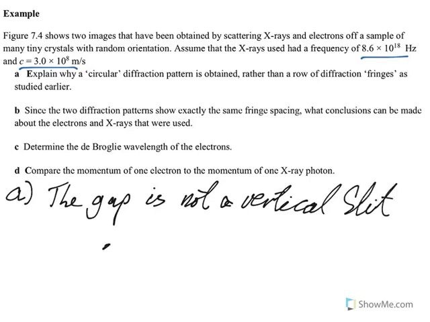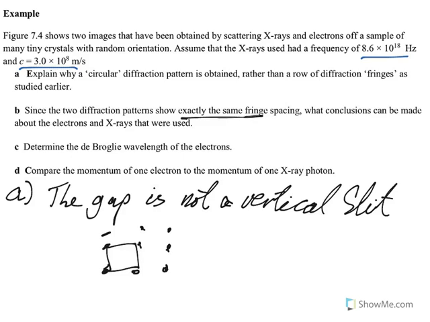Okay, so it's a gap between atoms in a crystal structure, and the atoms in a crystal structure are not just a vertical slit. There's kind of like a box here, if you like. They're zooming through there, so it's a two-dimensional thing, not a vertical slit. So that's the answer to that one.